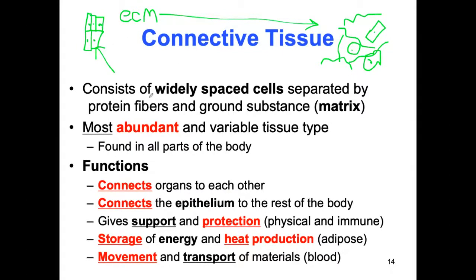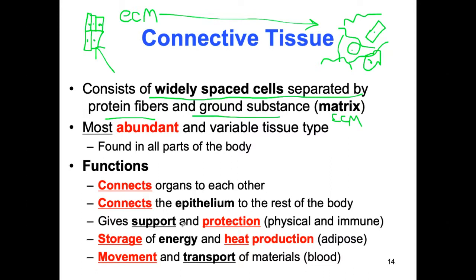So connective tissue consists of widely spaced cells separated by protein fibers and ground substance. Protein fibers and ground substance is called extracellular matrix, ECM. Now, connective tissue is the most abundant and variable type of tissue in the body. It's found in all parts of the body, and it functions to connect organs together. It even connects the epithelium to the rest of the body.